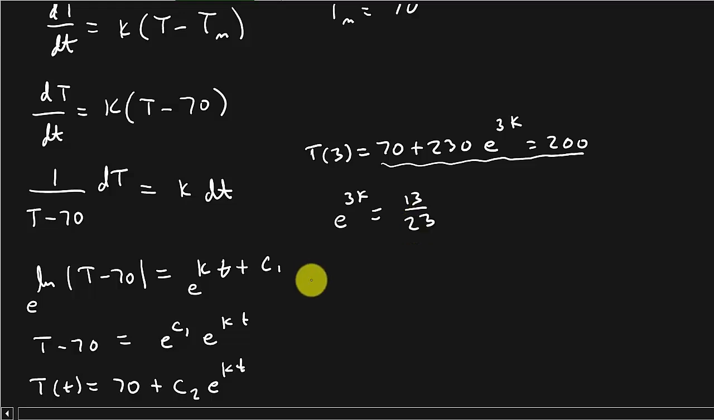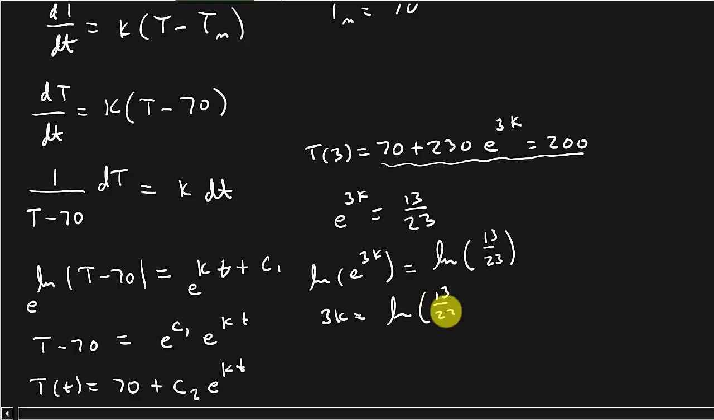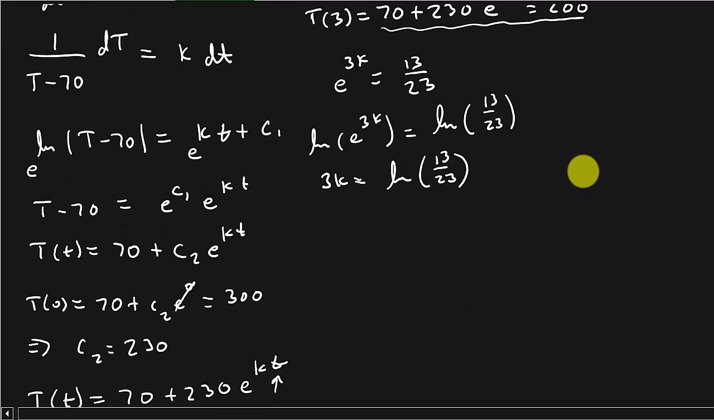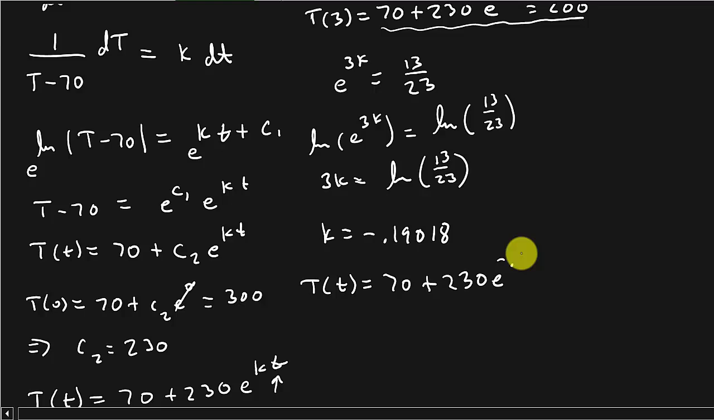And so we're going to take the natural log of both sides, natural log of 13 over 23. And so 3K is the natural log of 13 over 23. We're going to divide both sides by 3. So that's going to give me K is equal to negative 0.19018. So I've got T of t is equal to 70 plus 230 e to the negative 0.19018t. All right, so I figured out what K is.